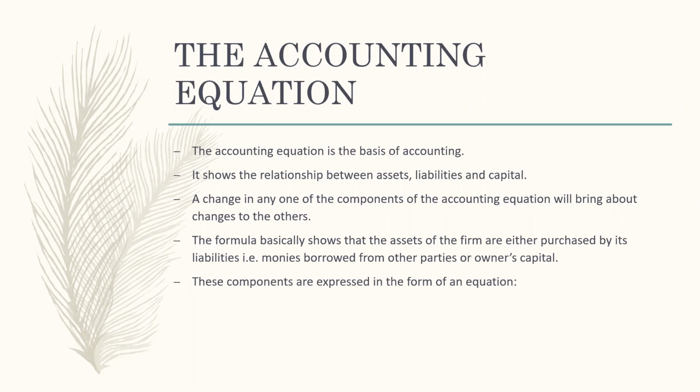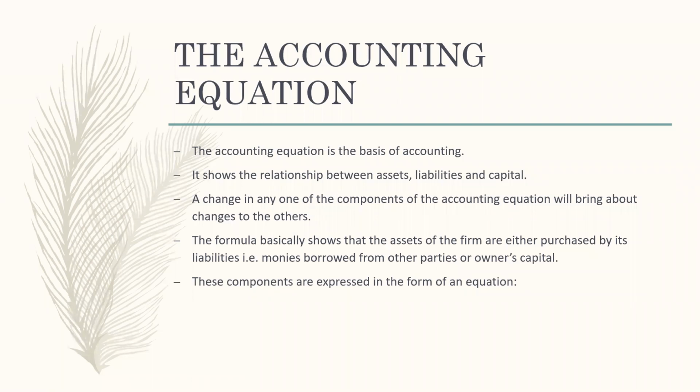So the formula basically shows that the assets of the firm are either purchased by its liabilities, meaning that when you borrow money from the bank or a friend, then you owe these people. So it's a liability. And sometimes when people borrow money, it is for them to purchase maybe an item. For instance, if you want to buy a piece of furniture for your business, then you may borrow money from the bank in order to purchase that furniture for your business.